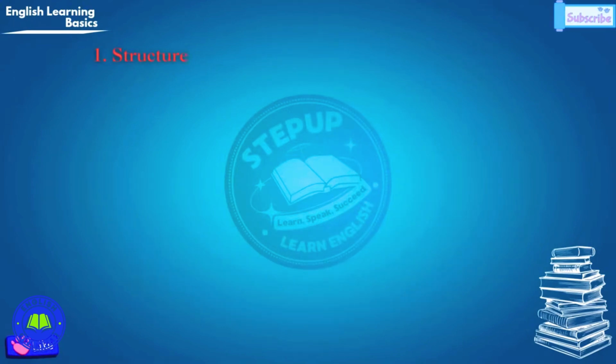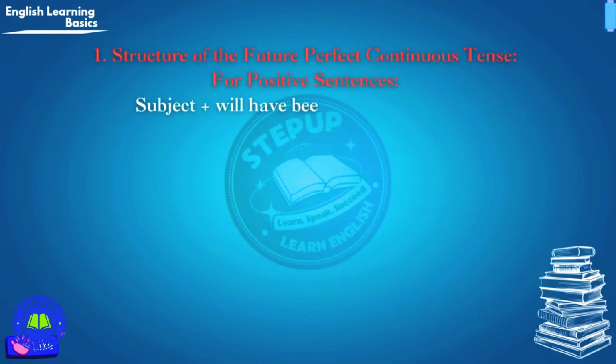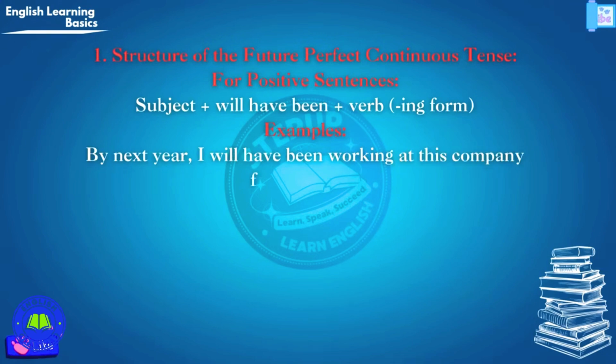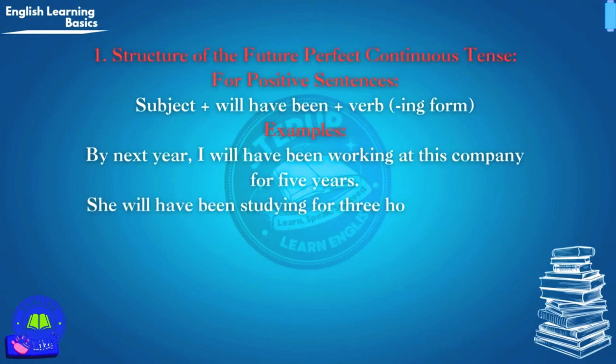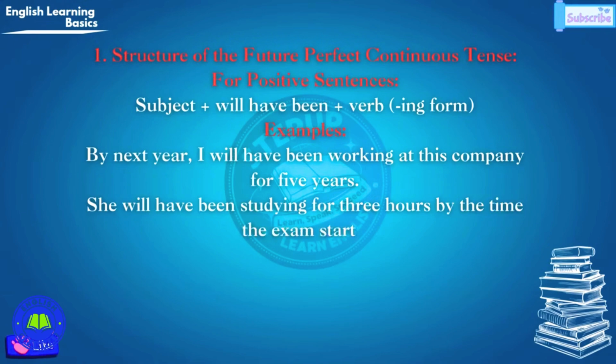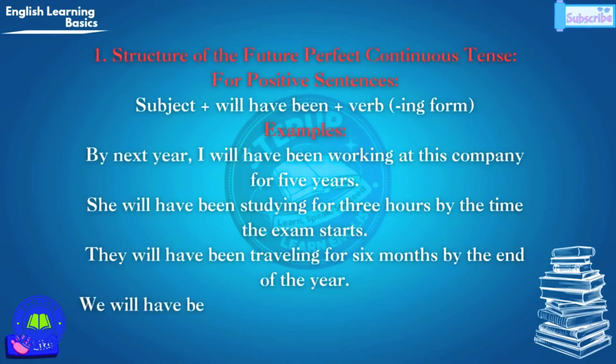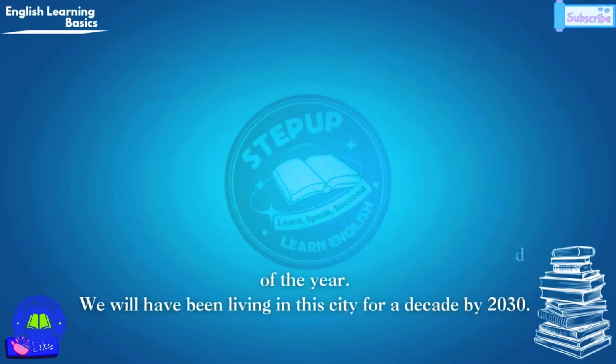1. Structure of the future perfect continuous tense. For positive sentences: subject plus will have been plus verb, ing form. Examples: By next year, I will have been working at this company for 5 years. She will have been studying for 3 hours by the time the exam starts. They will have been traveling for 6 months by the end of the year. We will have been living in this city for a decade by 2030.